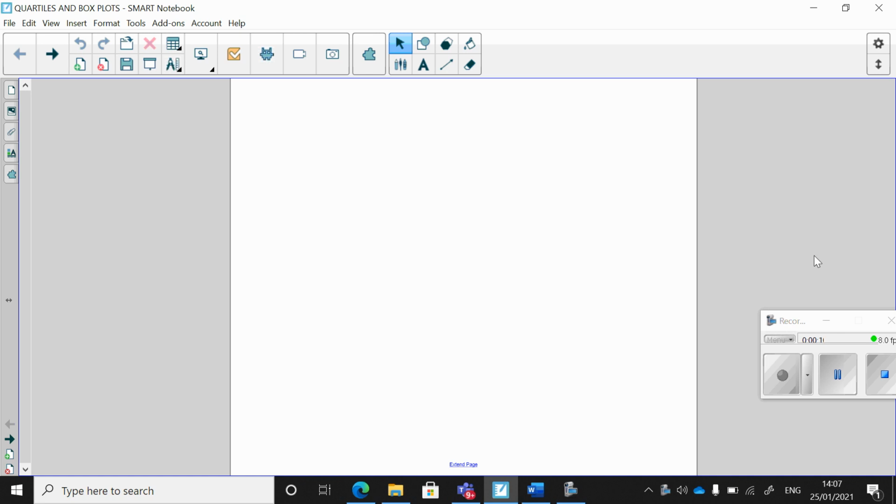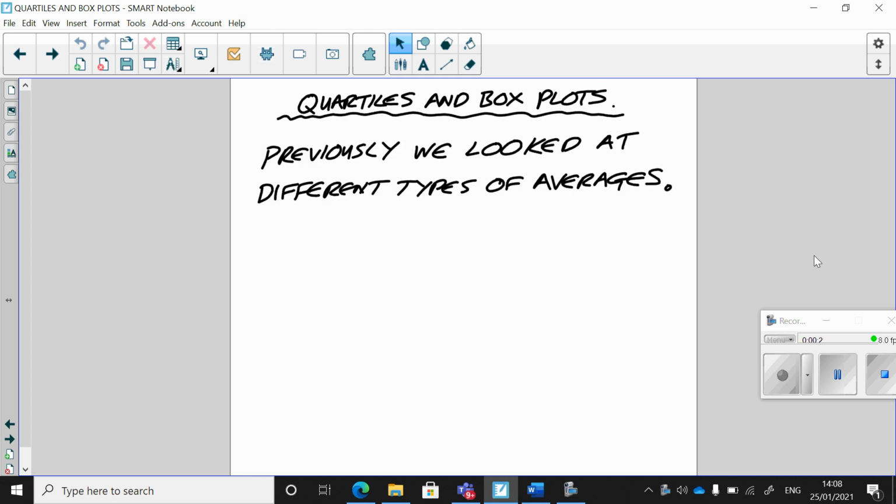So we're just going to look at this little topic here, referred to as quartiles and box plots. Some of you may have heard it before, others not. So we're just going to dive straight in there.